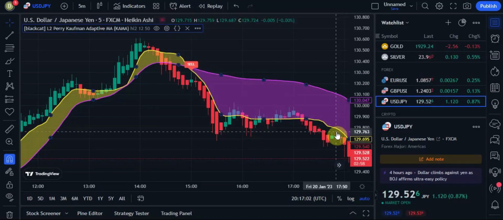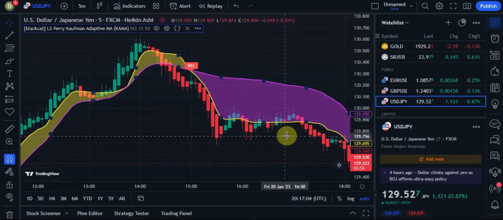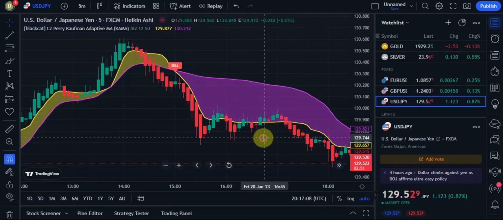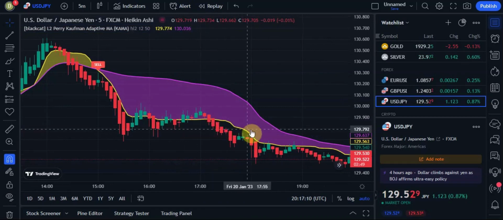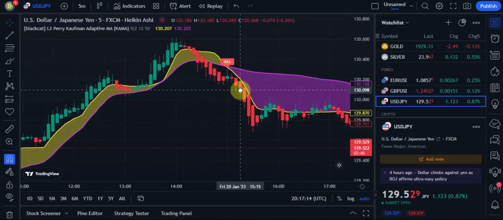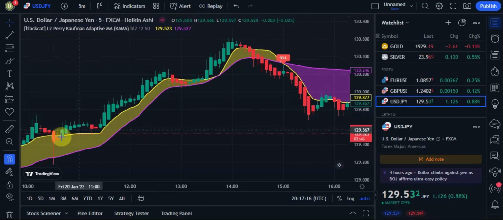Okay, so you can see this is a very colorful indicator here, guys. So this section where we have the purple channel here, that signifies the downtrend of the market, and where you see the yellow channel here, that means we're in an uptrend.